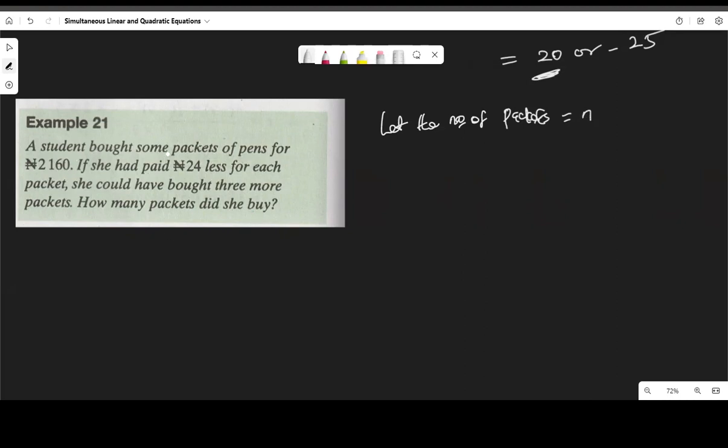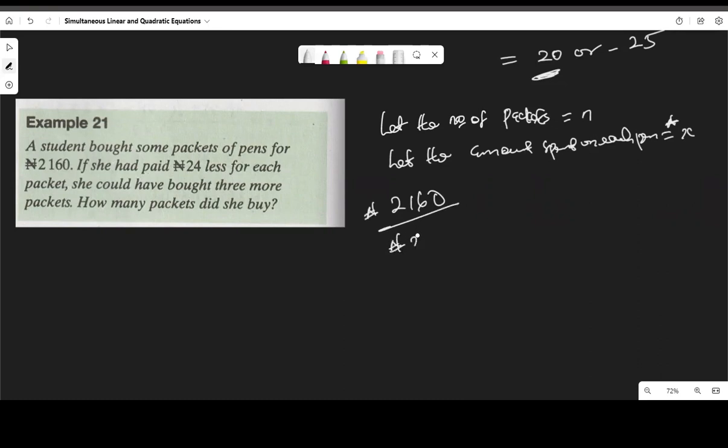The first statement says the student bought some packets of pens for 2,160 naira. Now, we don't know the amount of money she spent on each pen. So let that amount be x naira. Then the total price, 2,160 naira, divided by x naira gives us the n number of packets. Let's call this equation 1.